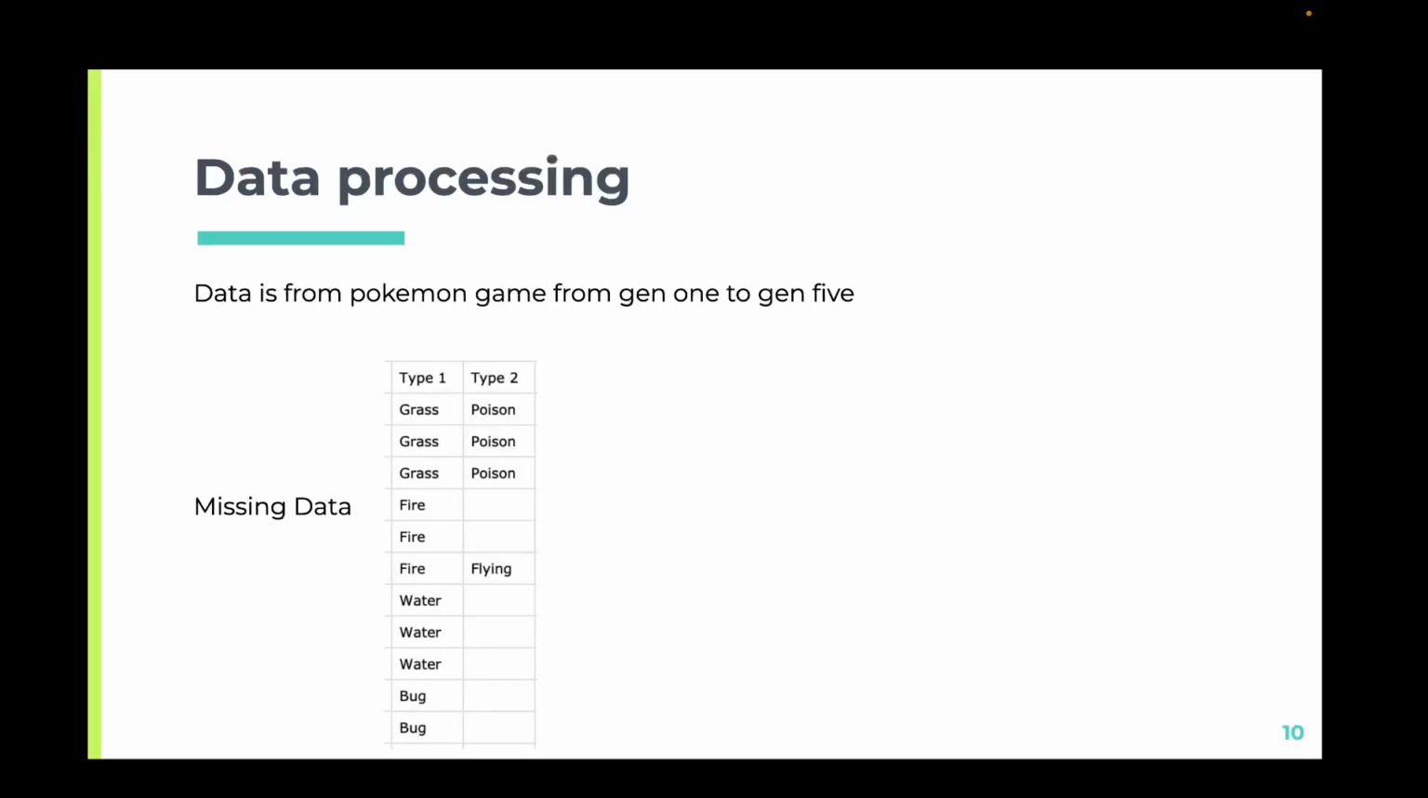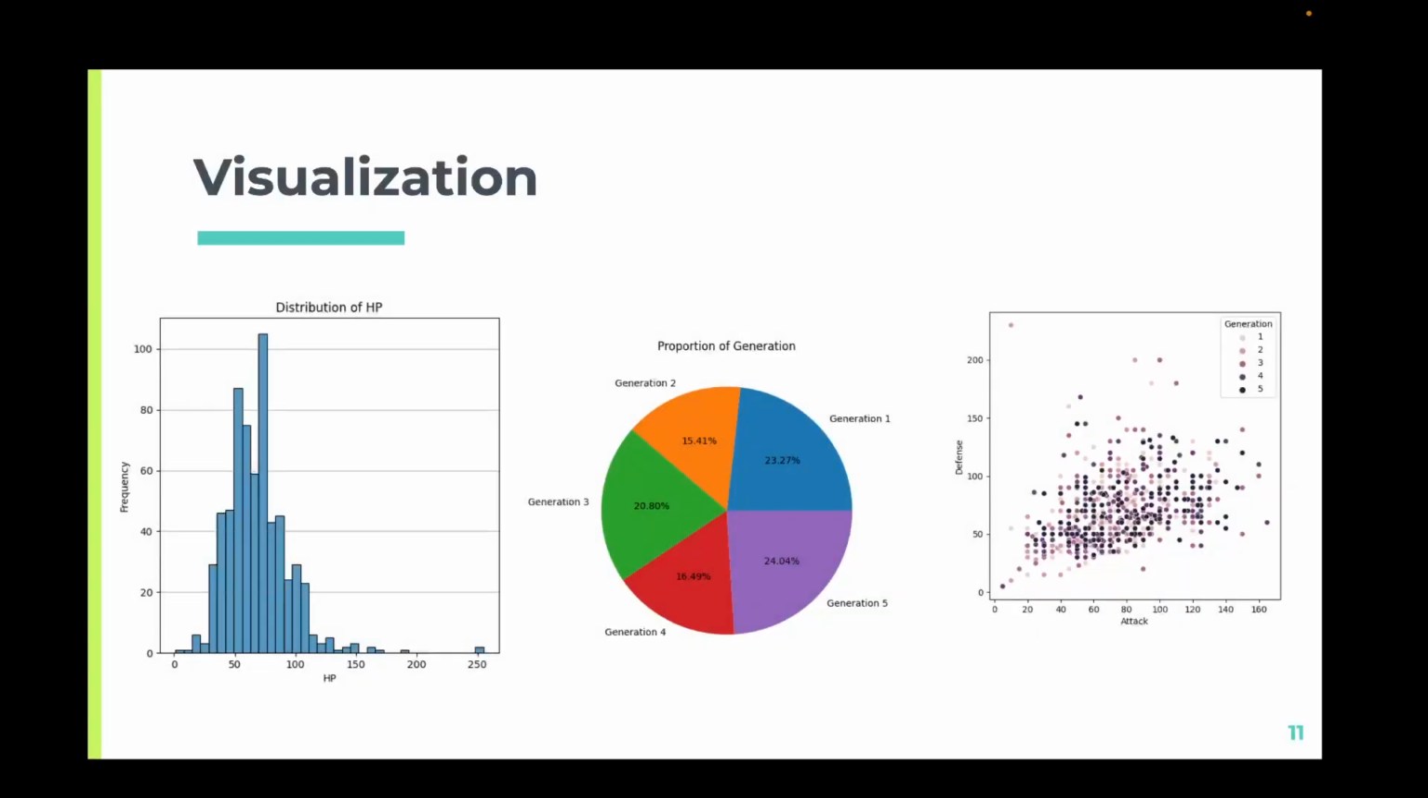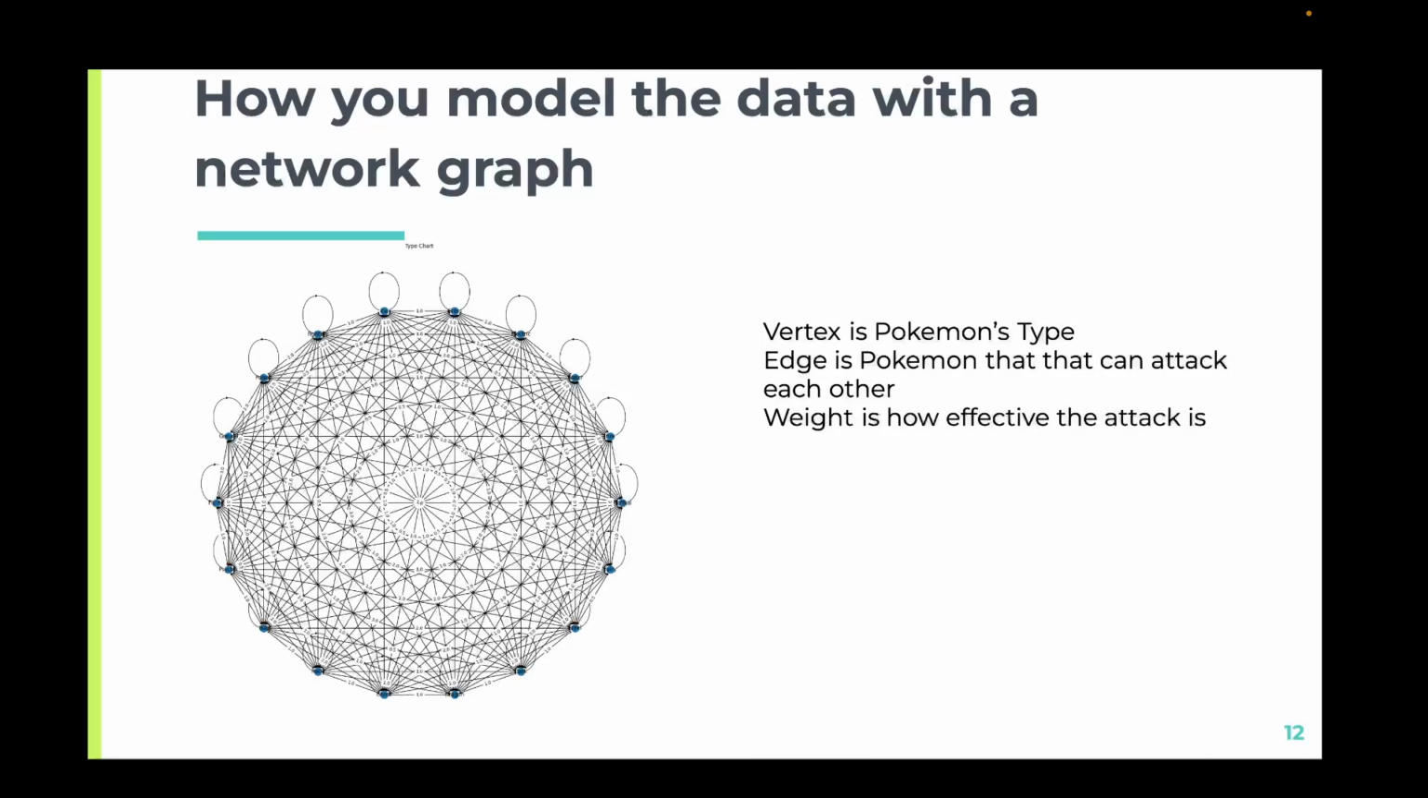Data processing. The data is from the Pokemon game, of course, but there is some missing data, so we can fix that by filling it with none rather than leaving it blank. Visualization. There are three main graphs for this program: the distribution graph, the path to hole graph, and the relationship graph.